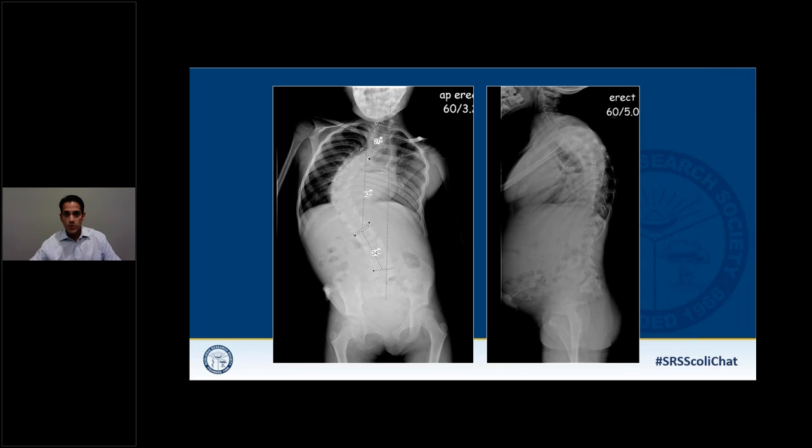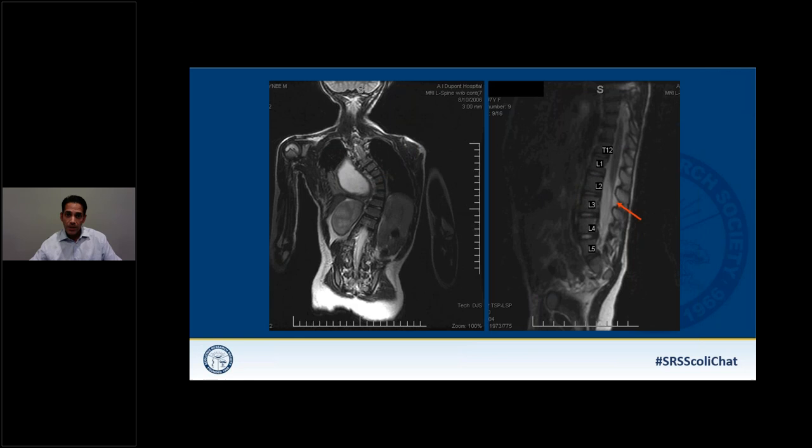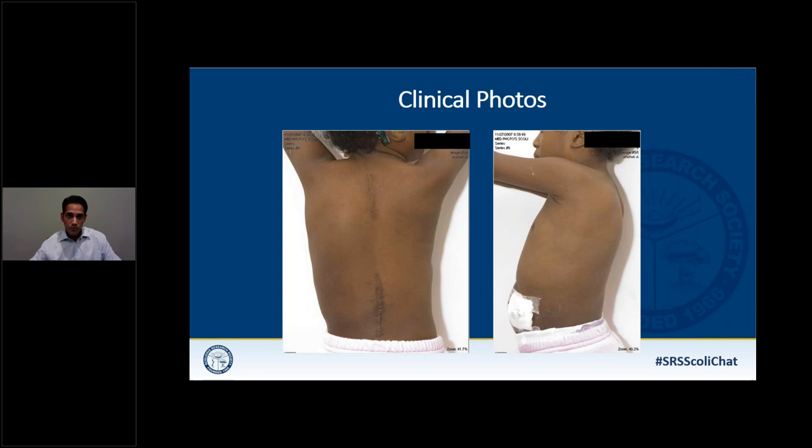This is her clinical appearance. We installed growing rods after we obtained an MRI scan prior to surgery. This scan showed a tethered cord. We treat that at the same time and do the implantation under monitoring. This is what she looks like at the initial implantation. Clinical photos show an improvement in the deformity.